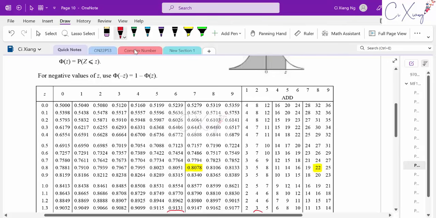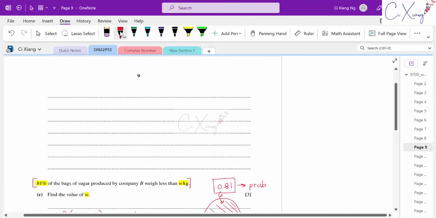So to summarize the value of Z, we just need to read out the value from the table. What we have here is 0.87 followed by 8. So your value of Z will be 0.878. Okay, so we go back to our step here.